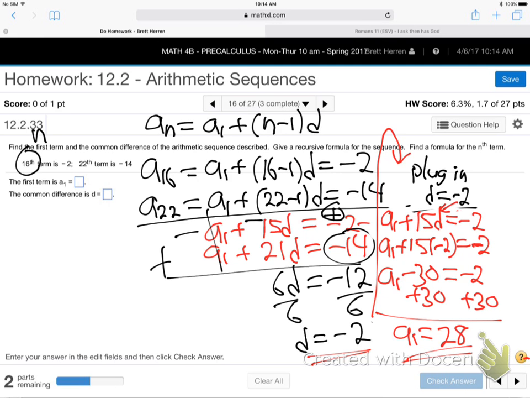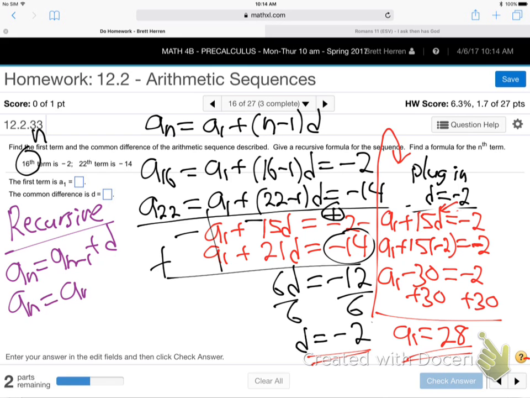a1 is what they ask. And then can we do the recursive real quick? Go ahead and write the recursive. Remember, the recursive is always going to be a sub n is a sub n minus 1 plus d, for these. In other situations, it'll be different. But these are all just linear ones, just like mx plus b, except it's an a1 and a d, but it's the same thing. What's d? Negative 2. So plus negative 2 or minus 2, same thing. So there's the recursive formula.